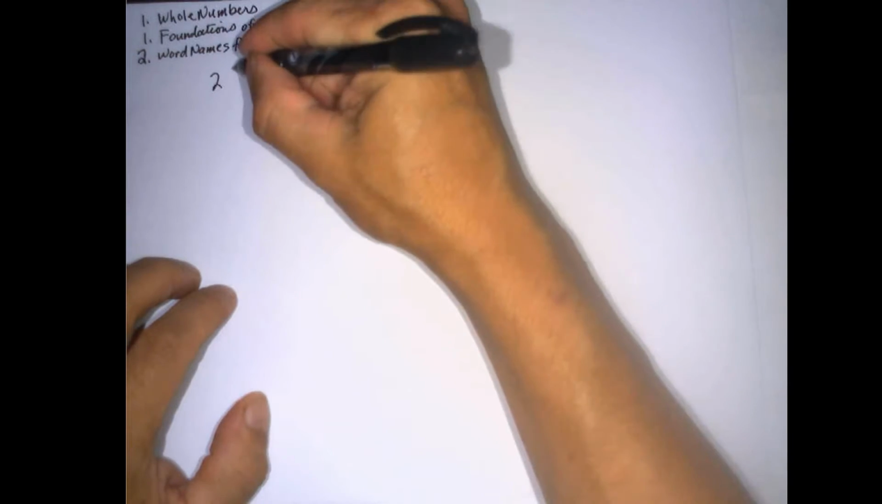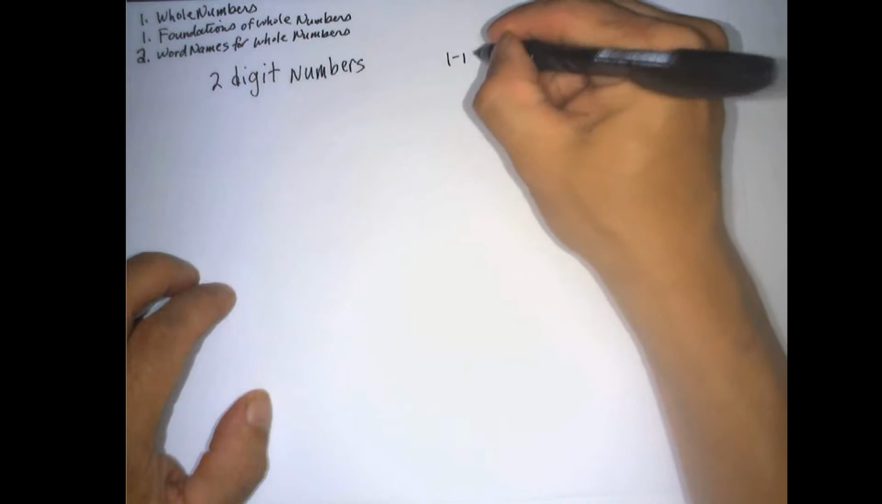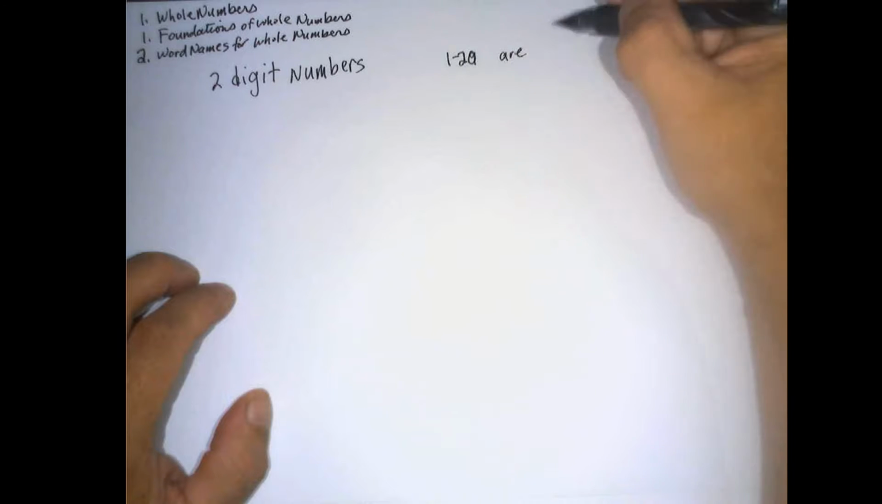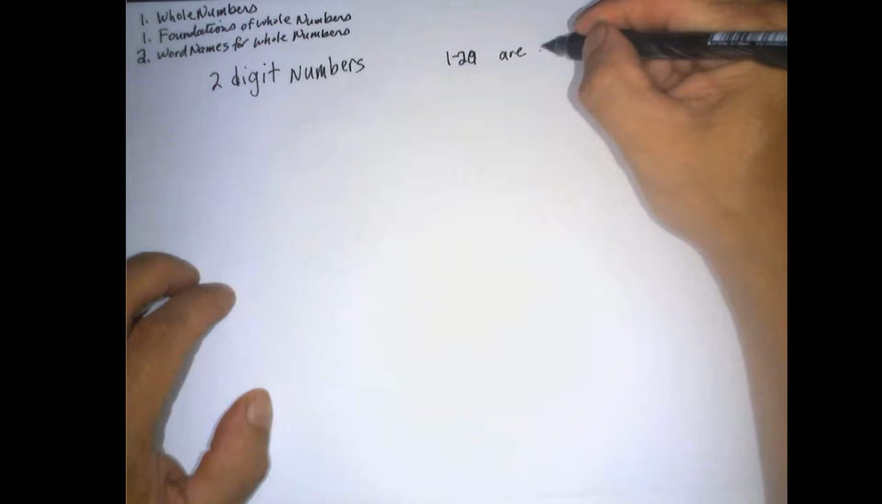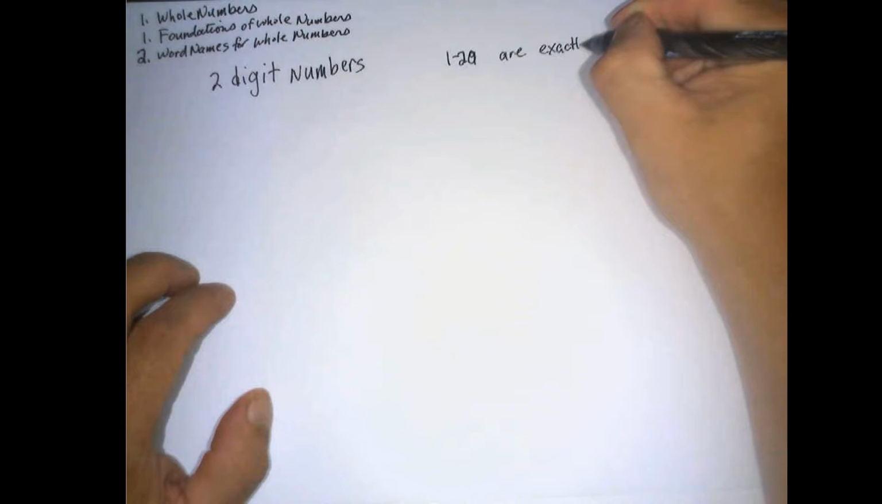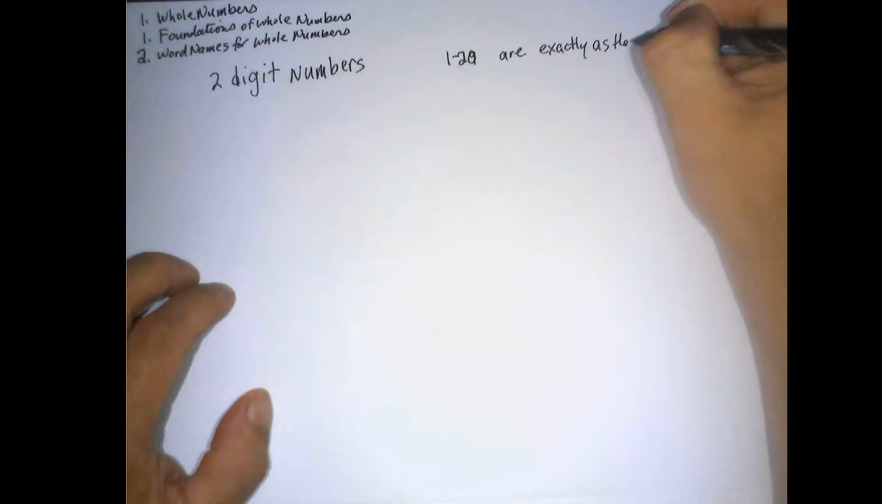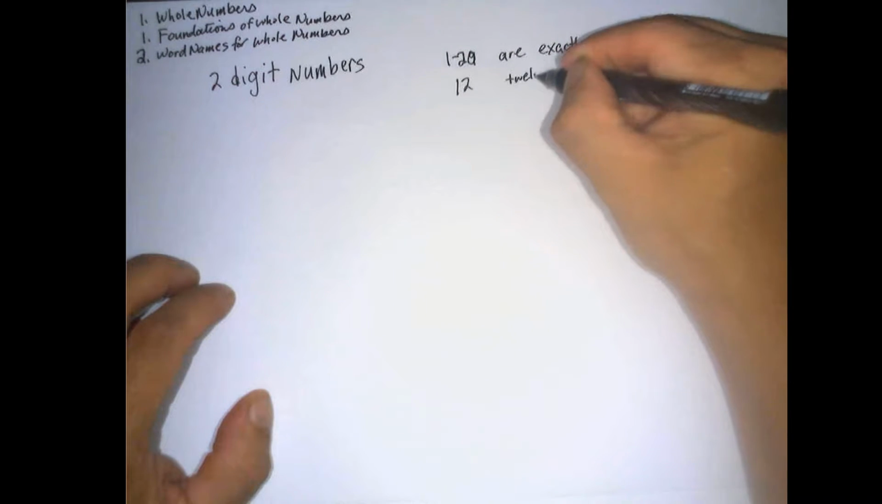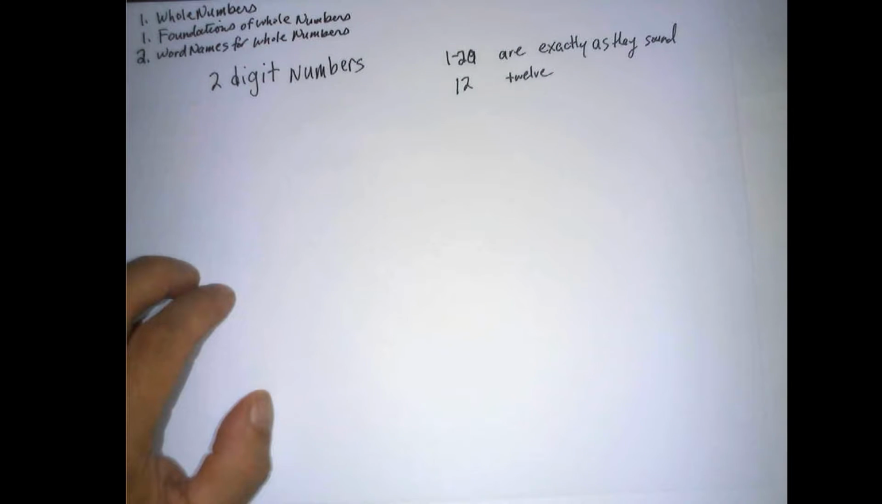So before we start, let's talk about two-digit numbers before we get into the big numbers. Two-digit numbers. Now, the numbers 1 through 19, or actually 1 through 20, are exactly as they sound. In other words, 12 is written twelve. 1, 2, 3, 4, 5, 6, 7, 8, 9, 10, 11, 12, 13, 14, 15, 16, 17, 18, 19, 20.